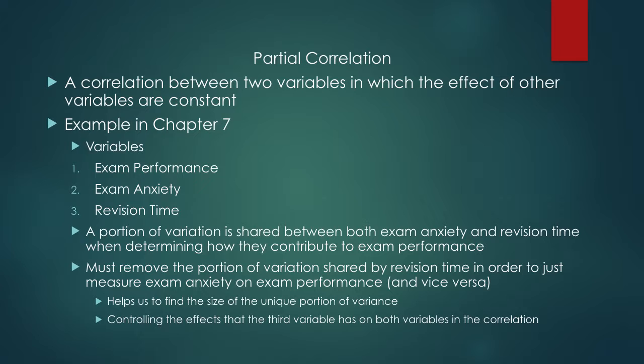In order to do a partial correlation, we have to remove the portion of the variation shared. My example is to remove the portion of the variation shared by revision time in order to just measure the effect of exam anxiety on exam performance, and then vice versa. It helps us find the size of the unique portion of variance, and it also controls the effects that the third variable has on both variables in the correlation.